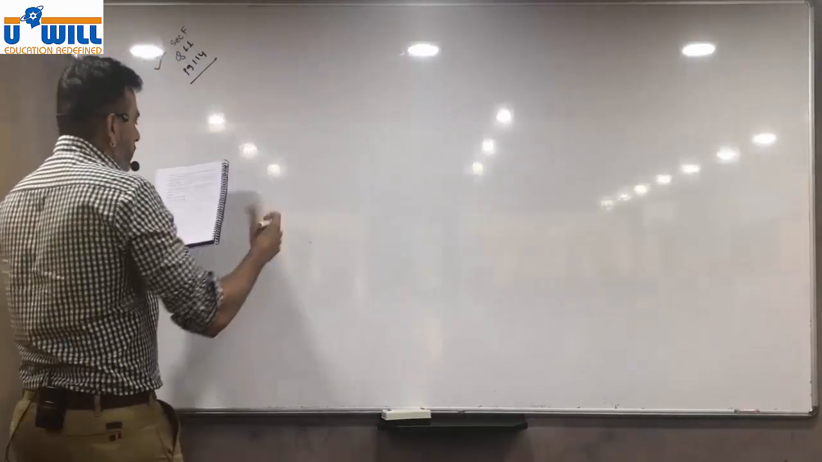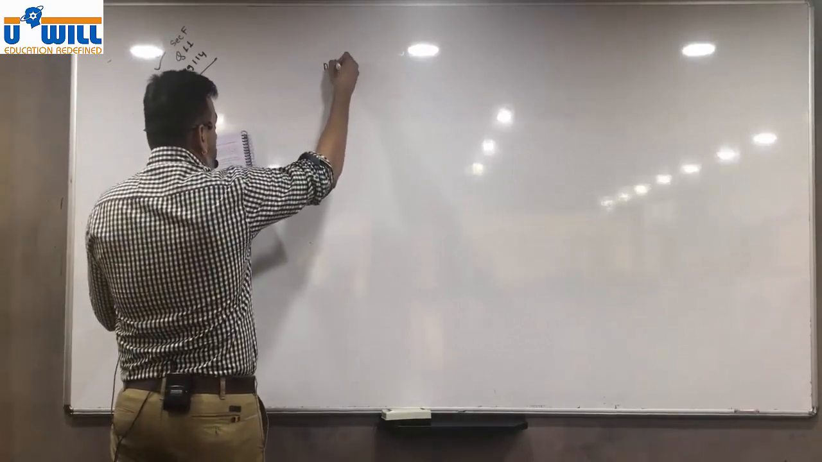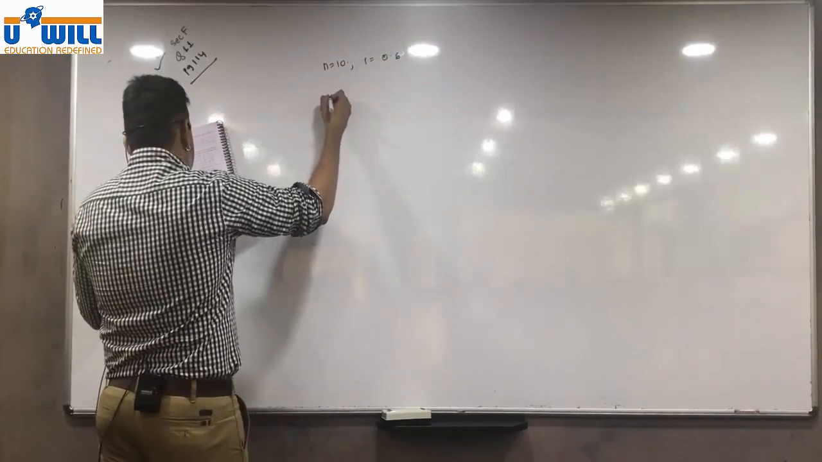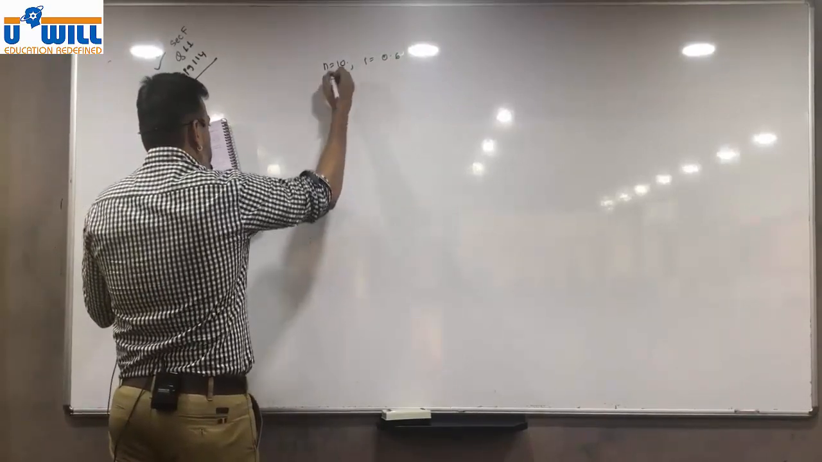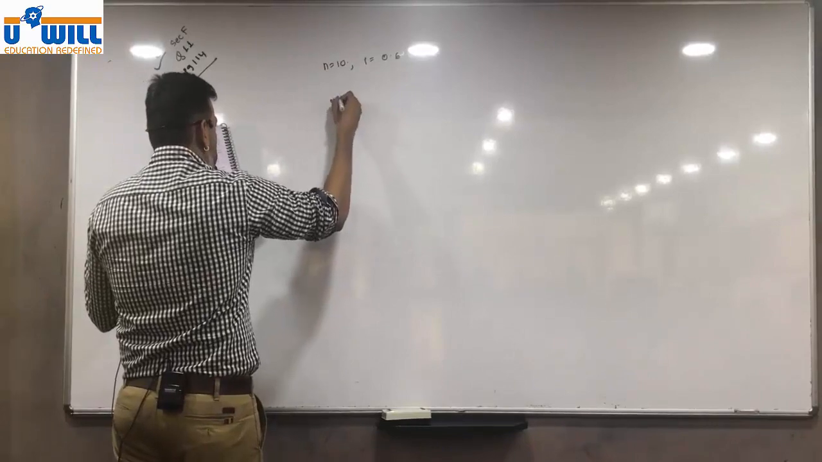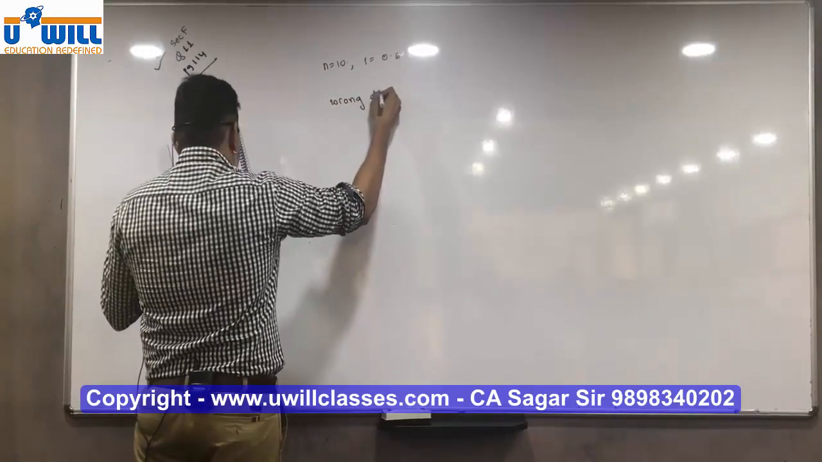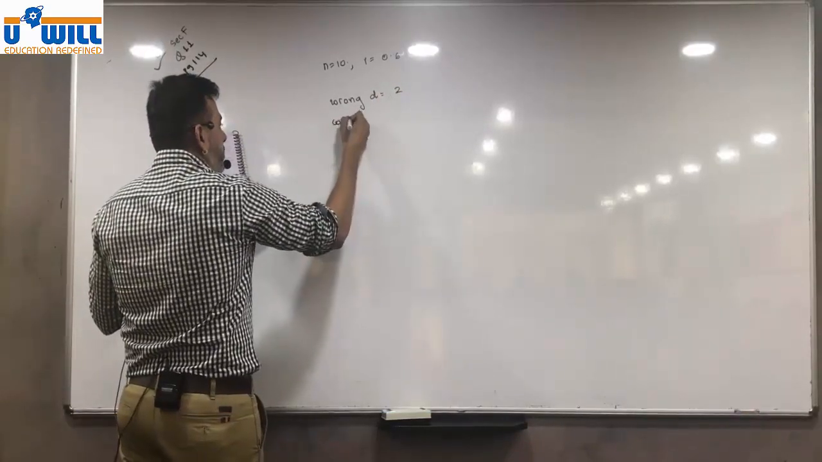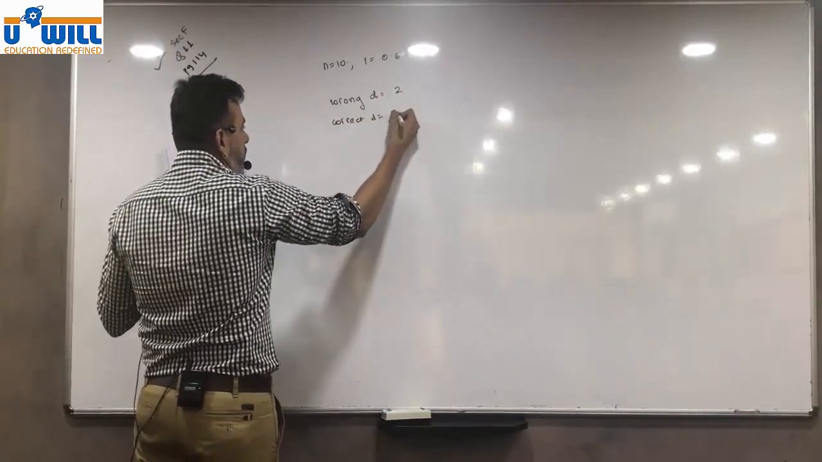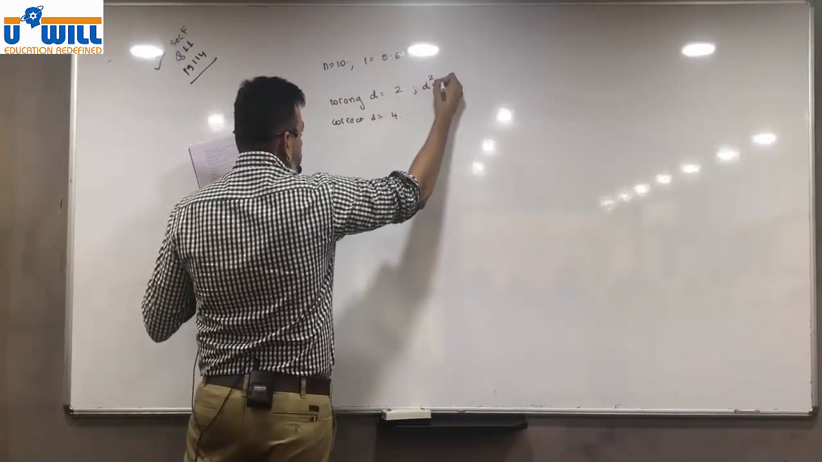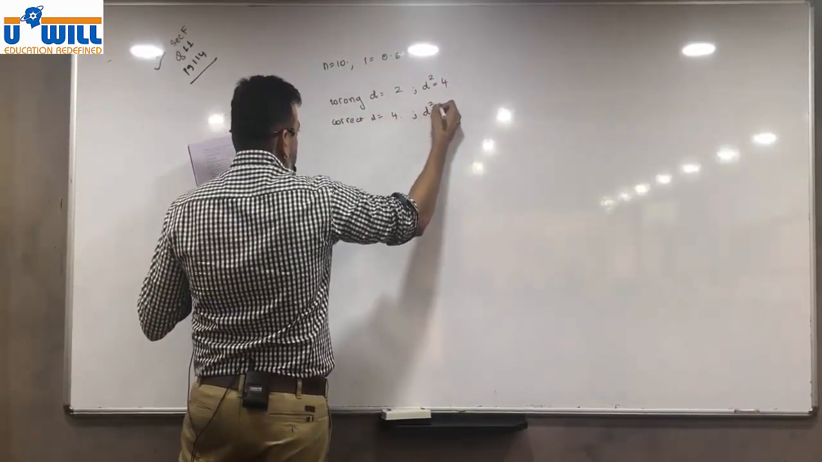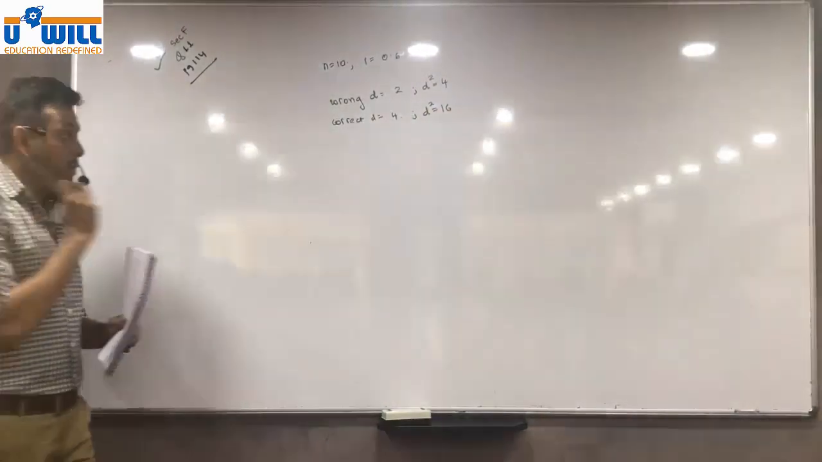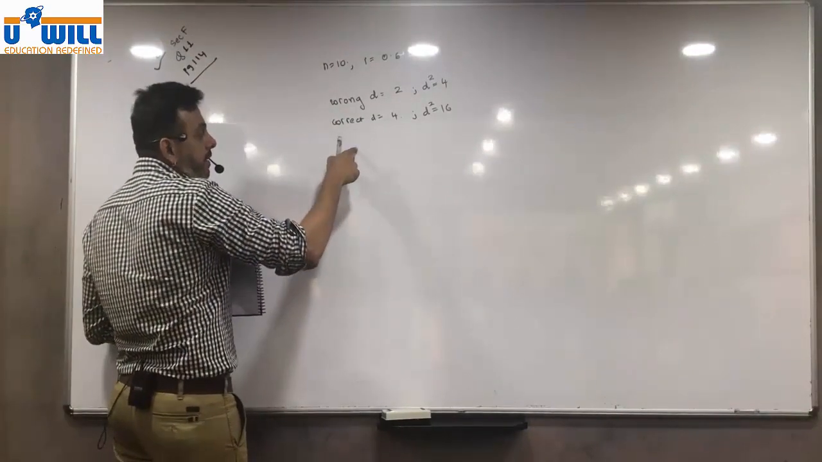First, let's write what is given. N is equal to 10. R is equal to 0.6. D. So, let's say wrong D is equal to 2 and correct D is equal to 4. So D square wrong is 4 and D square correct is 16. Understood this? Okay, now we have to find out sigma D square.